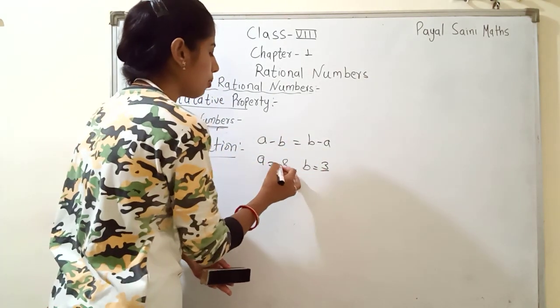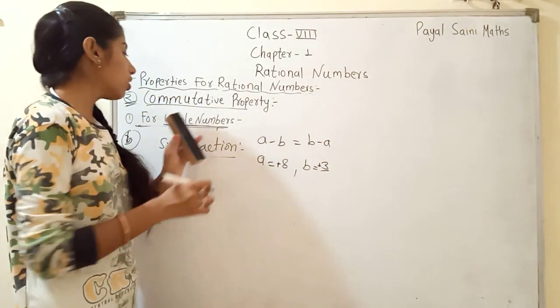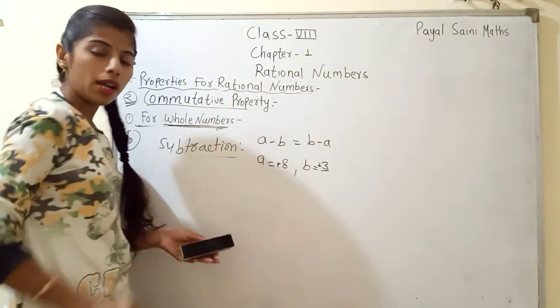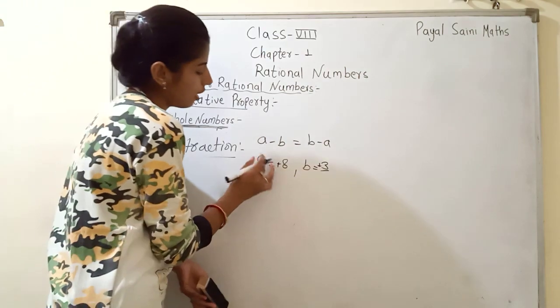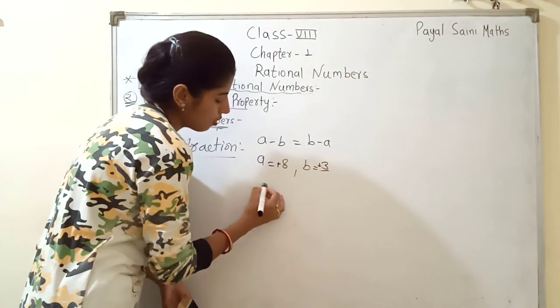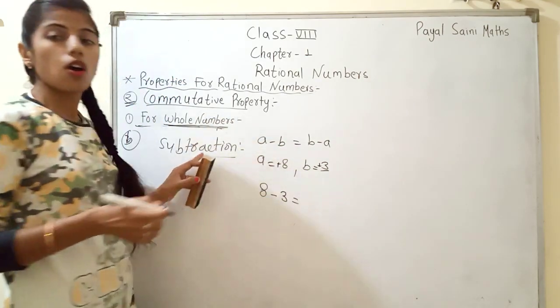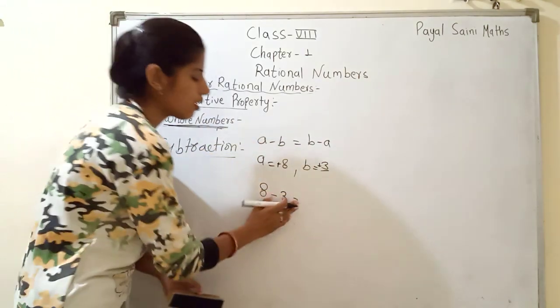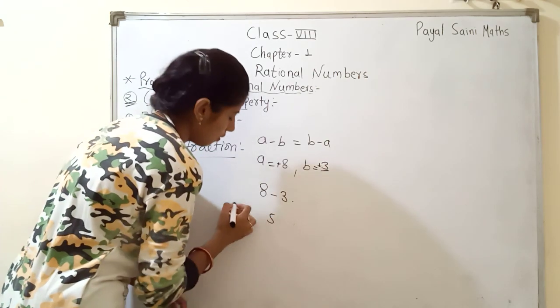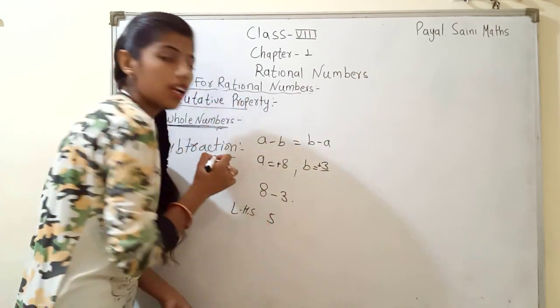Why do we put only positive numbers here? Because we first prove it for whole numbers. I write the a value, 8, minus 3. Why do I write minus? Because we do subtraction. 8 minus 3 is our answer, 5. It is our left side answer.